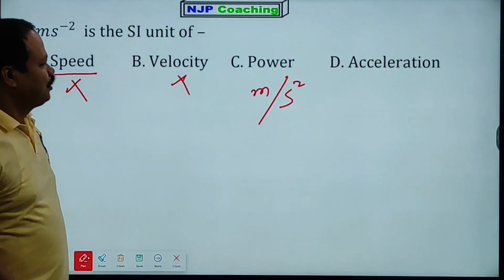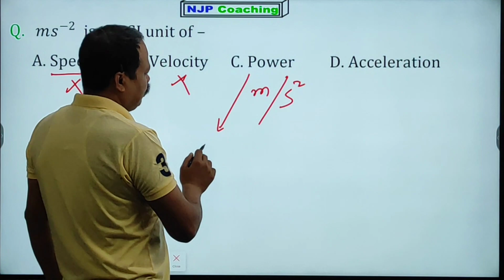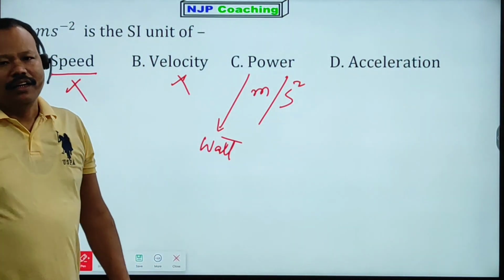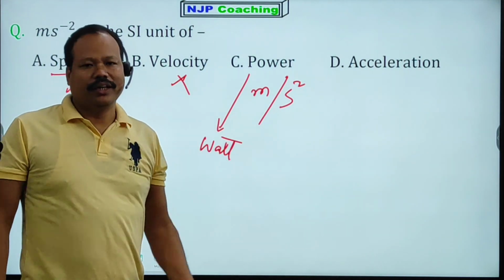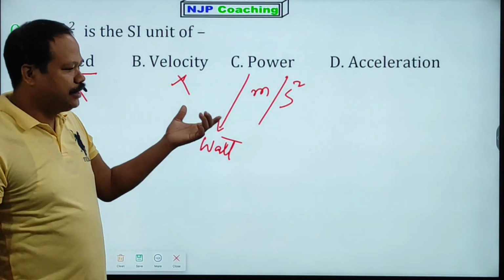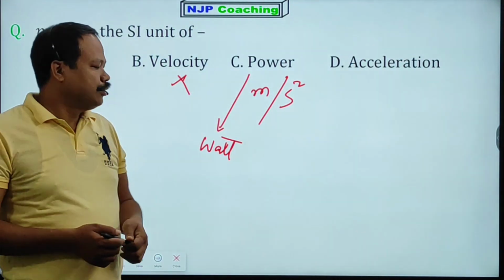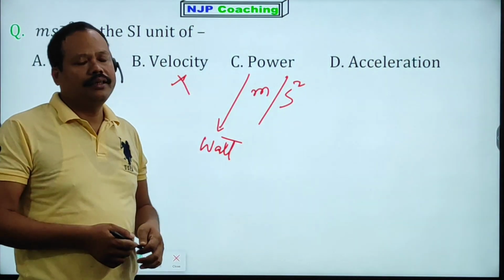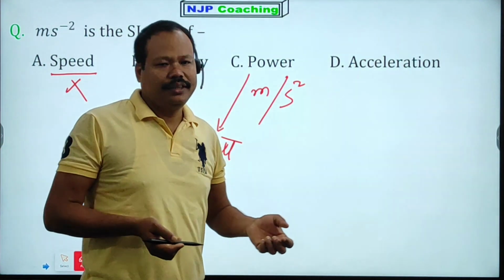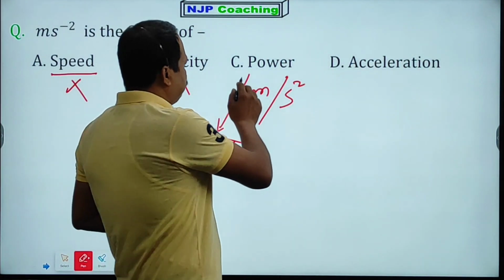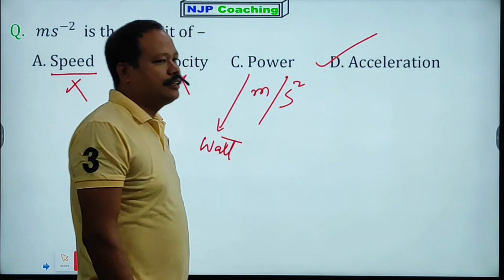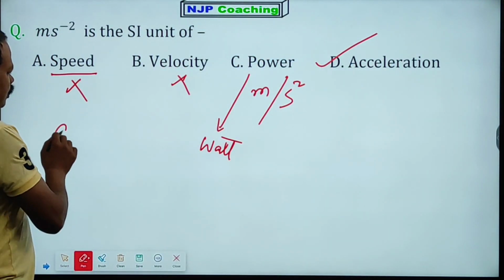Power. Actually, power is measured in watt, kilowatt, megawatt. In some cases, HP also. Whether it is a machine or a living body, we can measure the power in HP. On machines it is written 1 HP, 1.5 HP, 2 HP. Okay, anyway, the SI unit of power is watt. SI unit of acceleration is meter per second square.